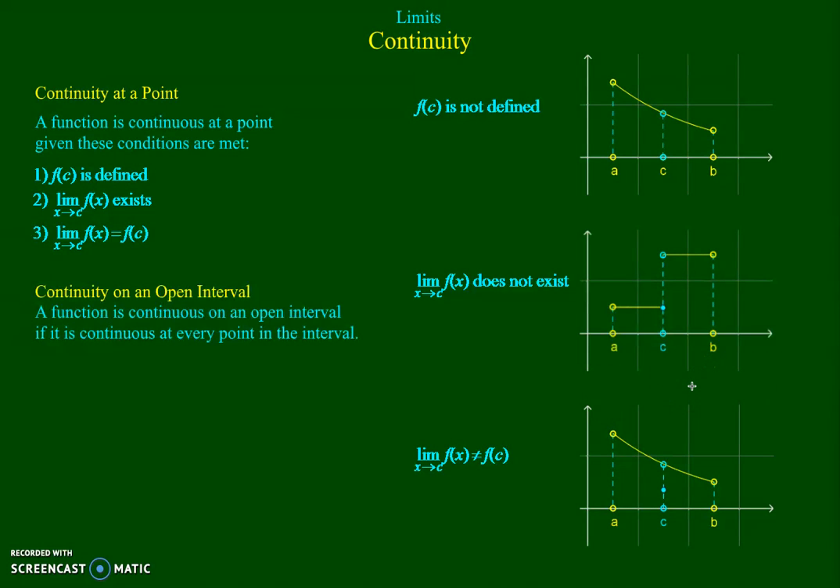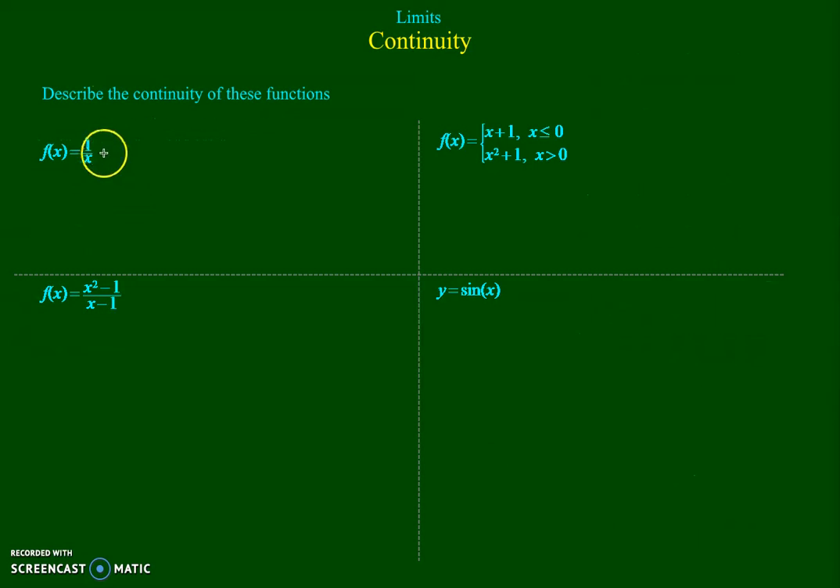Let's go ahead and look at a couple of examples and see if we can solidify some of these concepts. In this first example, we have the parent rational function, and we can see clearly that this function is not defined at x equals 0. So that violates the first property, that at the point x equals 0, this function is not defined. So this function is discontinuous at x equals 0.